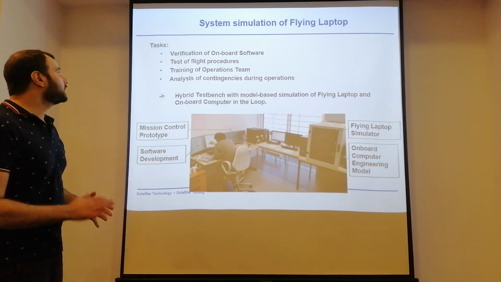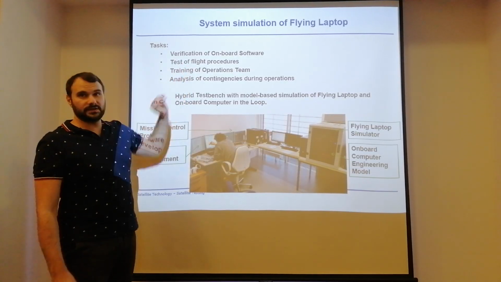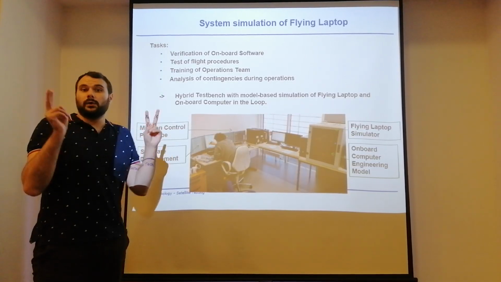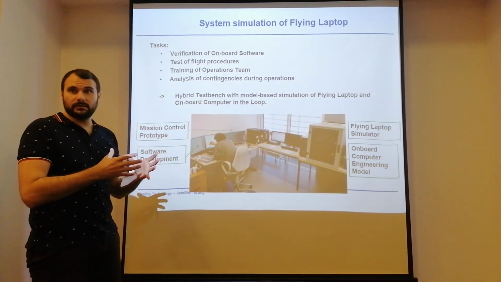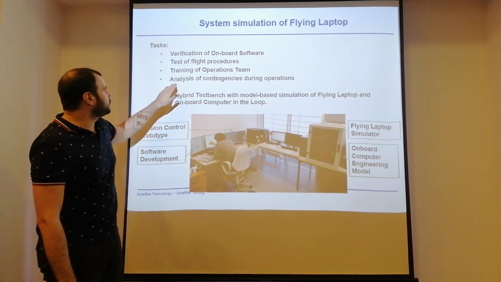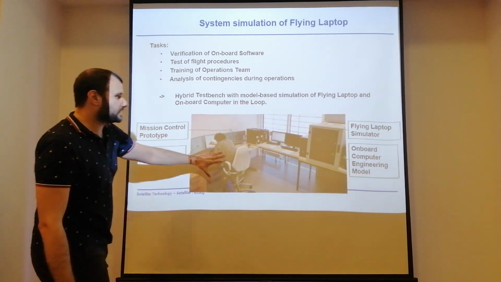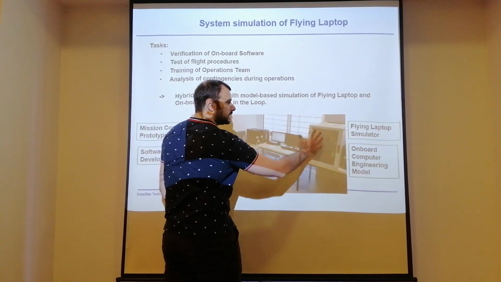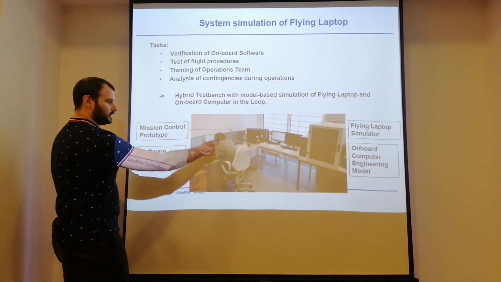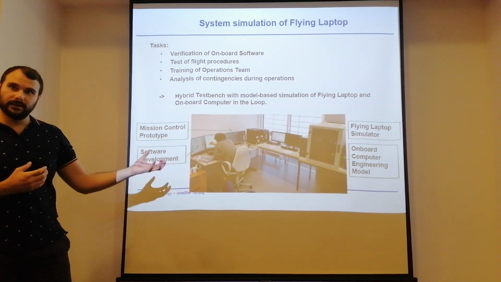This system simulation is used to verify the onboard software, most importantly, but also to test flight procedures. So you not only want to be sure that your onboard software works, you can also use your already working satellite as a training for your operations team, to control your satellite. And you can use it also for the analysis of contingencies during operations. Yeah, we see here the setup. This is the onboard computer engineering model and the simulator. Here we have the mission control prototype and the software development to do some debugging and have some real-time insight into what's going on with the onboard software for debugging purposes.